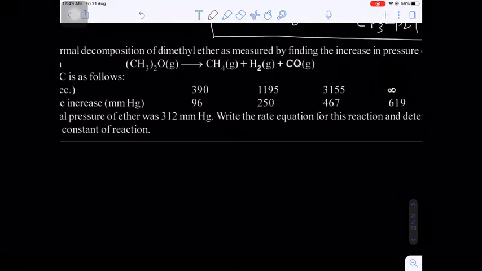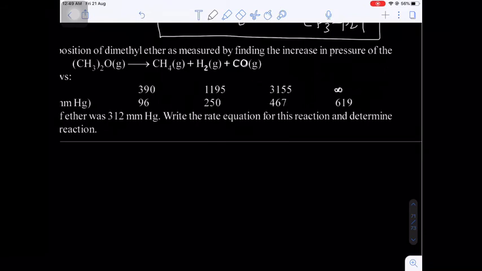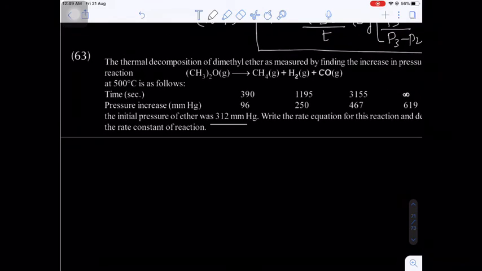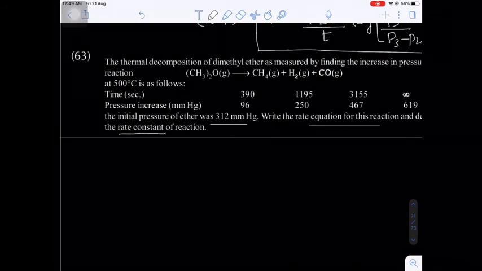The thermal decomposition of dimethyl ether is measured by finding the increase in the pressure of the reaction at 500 degrees centigrade, given as follows. Time is given in seconds. Increase in the pressure is given in mm. The initial pressure of dimethyl ether is given as 312. Find the rate constant equation as well as the rate constant of the reaction. Are you getting my point?